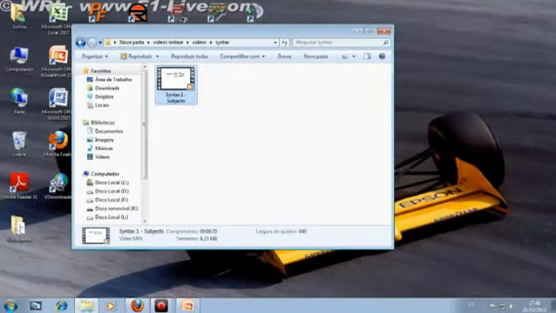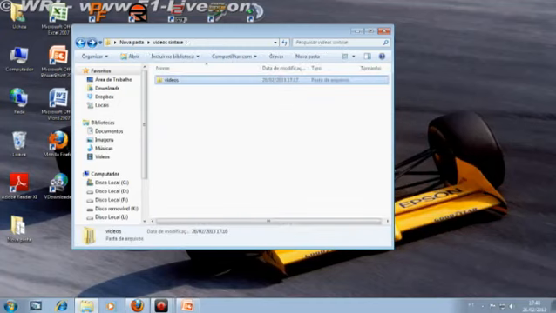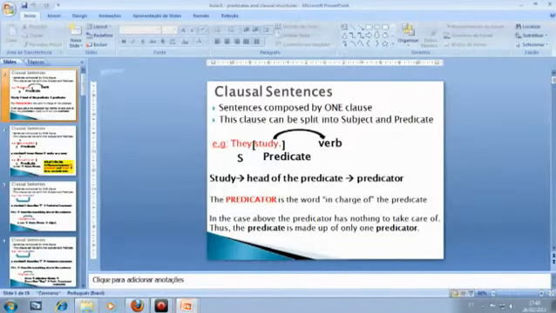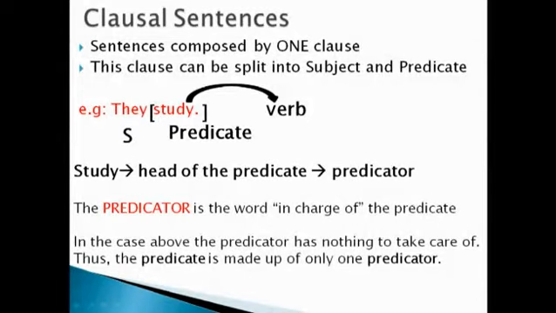Okay, so after the video, let's turn back to our next topic, which is predicates. Sentences composed of one clause can be split into subject and predicate. As we saw in the video, if we take the case of "they study," "they" is the subject, "study" is the predicate, and it's also the verb.